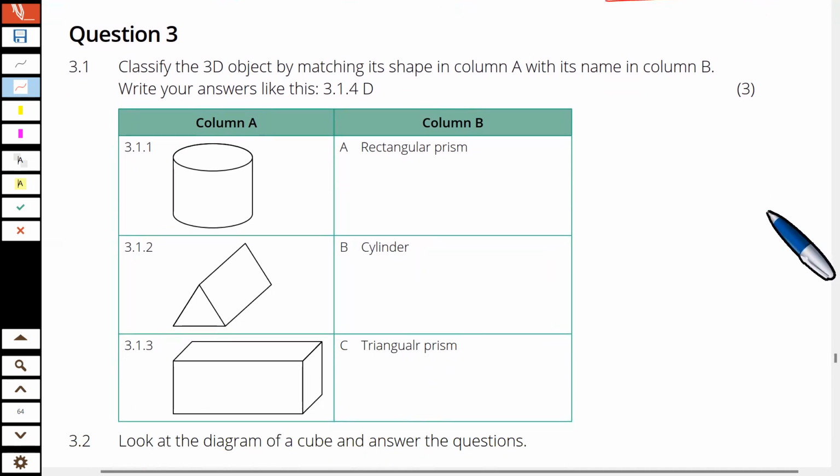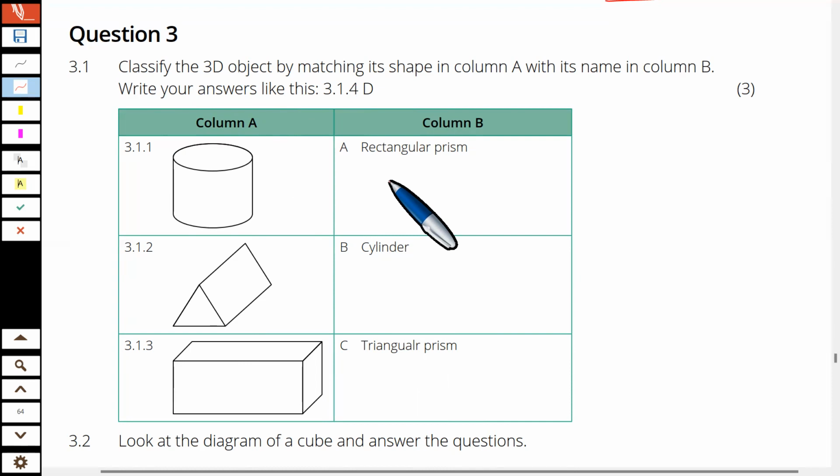Classify the 3D object by matching its shape in column A with its name in column B. Write your answers like these: 3.1.1, D. Right, let's look at 3.1.1. So now you need to match. Classify the 3D object by matching. So if you look at 3.1.1, does it match with A, B, or C? And 3.1.2, let's look at this one here.